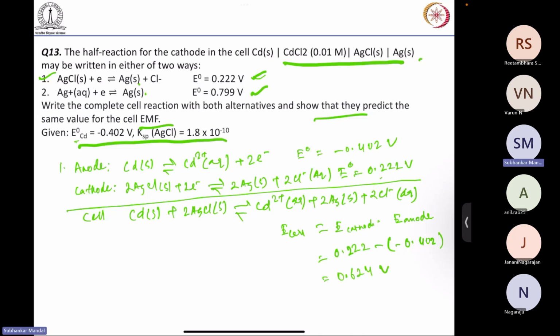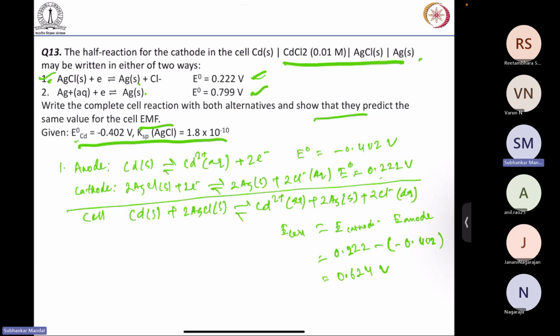0.624 volt. Okay. All people are getting what I am doing. Whatever the potential or reaction is given, that is what I am writing, nothing extra. So this is one reaction. Now we have to write the second one.